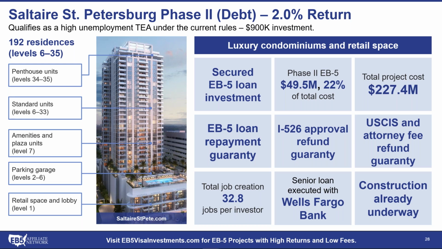Additionally, the Coulter Group has provided an EB-5 loan repayment guarantee as additional collateral to the project itself. In addition, all of our projects have an I-526 approval refund guarantee, where if an investor is denied, they're eligible for an immediate refund of their invested capital.